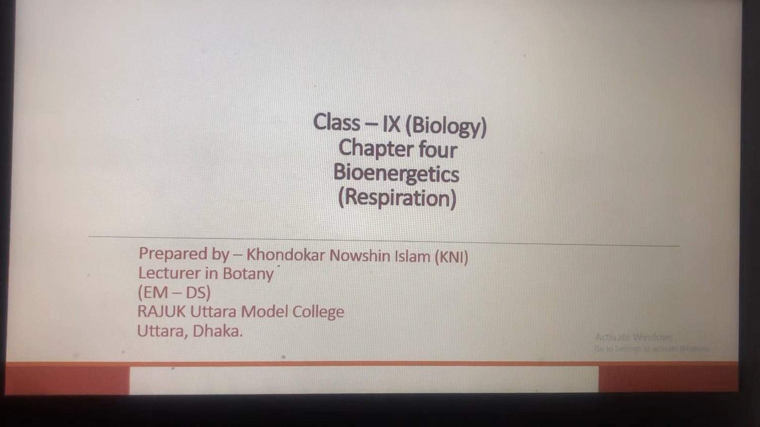In our previous class, we discussed one of the most important physiological processes taking place in the body of a plant, which was photosynthesis. In today's class, we are going to discuss another one, which is respiration.